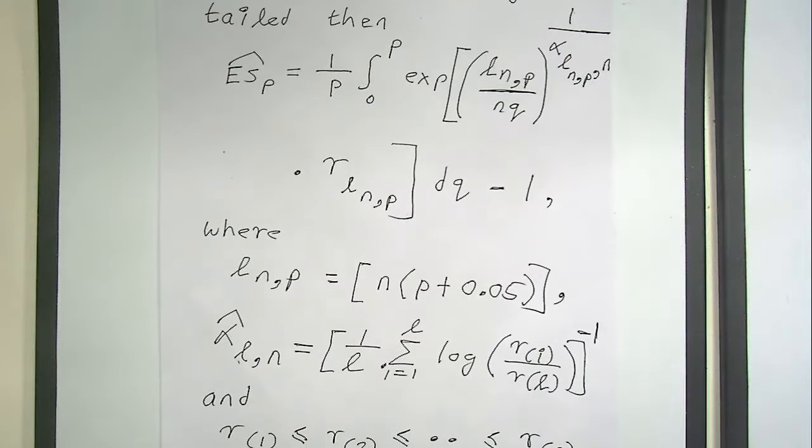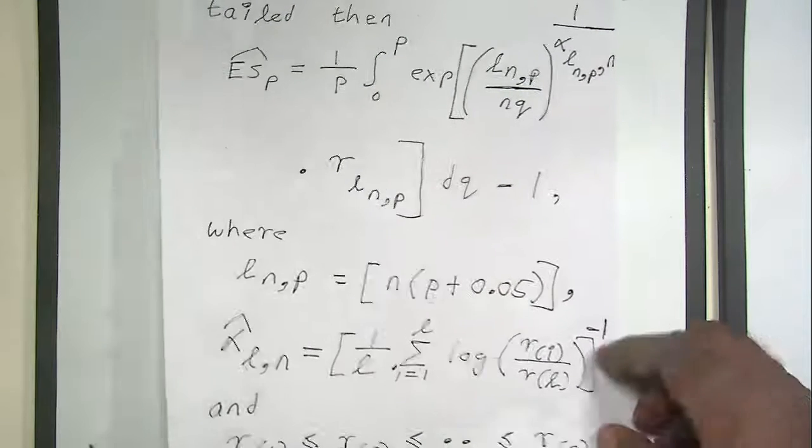And once again, under the exponential sign, we have ln p divided by nq, and the whole thing raised to the power 1 divided by alpha subscript ln comma p comma n, where alpha ln is defined by this. That thing is multiplied by this, and the integration is with respect to q from 0 to p. So that's the first method. This is a non-parametric method. The second non-parametric method, which I'm going to talk about in a minute, is as follows.